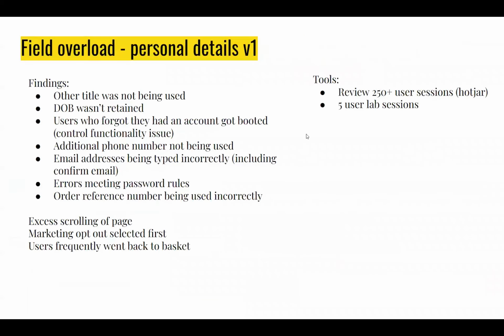And it went okay, but we had some findings. We realized that the title wasn't being used. If users went through the funnel, the date of birth wasn't retained. Users who forgot they'd had an account that they'd already set up got booted out of the funnel entirely because of a control functionality issue. Additional phone numbers weren't being entered. Email addresses were still being incorrectly typed in.